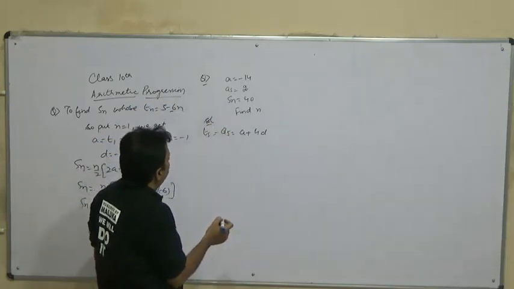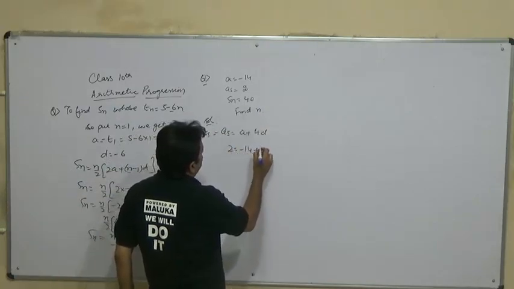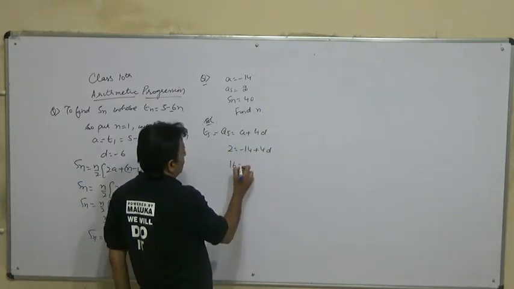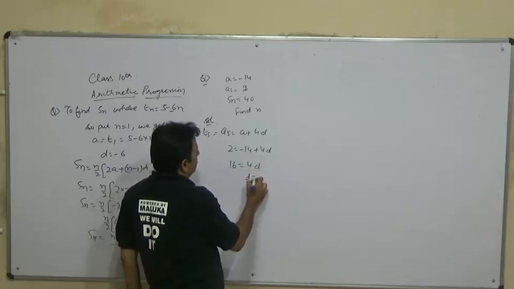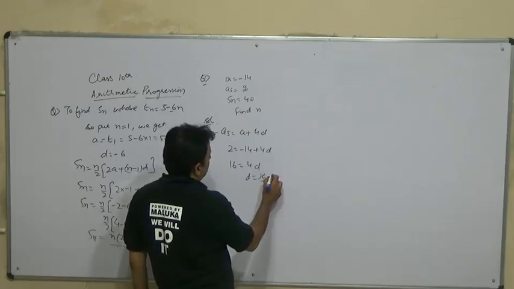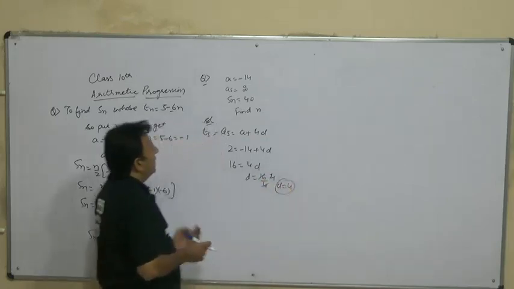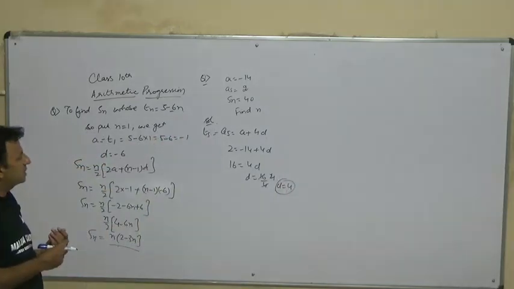Now a5 is given as 2, which is equal to a, given as minus 14 plus 4d. So this is 16 is equal to 4d, so d is equal to 16 by 4, which is 4. The value of d is 4. So a is minus 14 and d is 4.